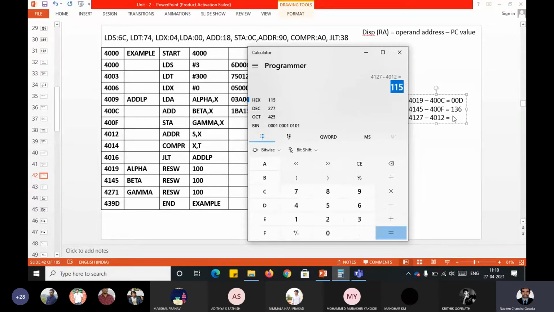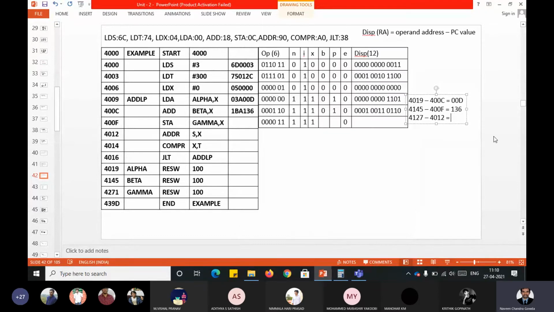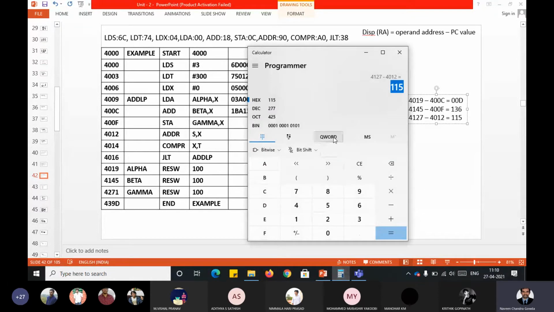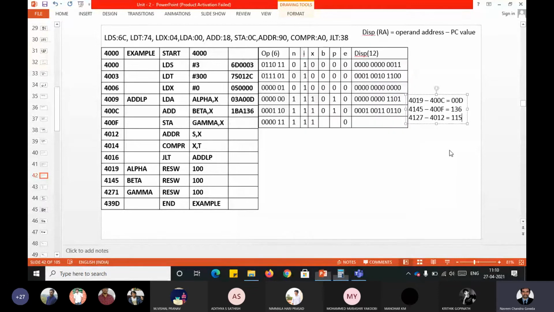So let me say it as 115. Is it clear? It is 4127 minus 4012, and you are getting 115. That 115 itself is 0001 and 0101, so it is 115. Again, as usual, for finding out this displacement, you made use of PC, the program counter register, not the base register.